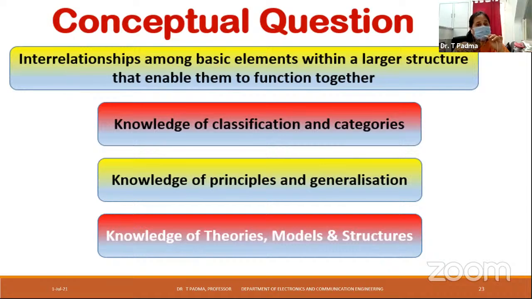Here we use the interrelationship among the basic elements within a larger structure, which enables them to function together. Not like discrete facts. So if A into B plus C, they should know A, they should know B, they should be able to acquire the C information from other information, and they should be able to solve it. Like that, they should have some interrelationship among these basic elements. Then they would be able to solve it. Like mu, epsilon, those are the values they should remember and use to solve. So knowledge of classification and categories, knowledge of principles and generalizations, and knowledge of theories, models, as well as structures. All these belong to the conceptual question.